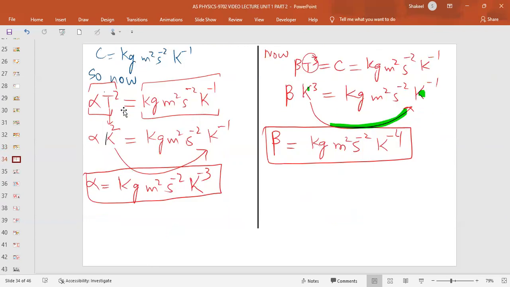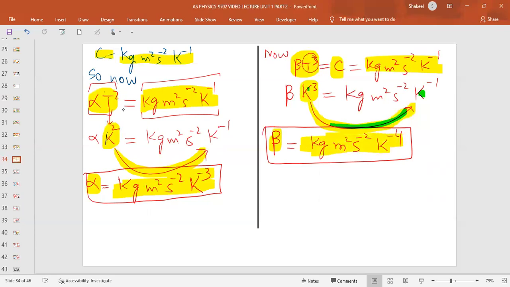Now what you will be doing is, you'll be saying as C is equal to this, and as the equation is homogeneous, alpha T square would have the same unit as that of C. And then T square is Kelvin square, so just take Kelvin on the other side. So finally, your alpha answer would be equal to kilogram meter square per second square by Kelvin cube. Similarly, beta T cube was the second term, and its unit is equal to C, which you have worked out. And then T cube is Kelvin cube, shift Kelvin cube to the other side. So that's how you can find the SI base unit of beta.